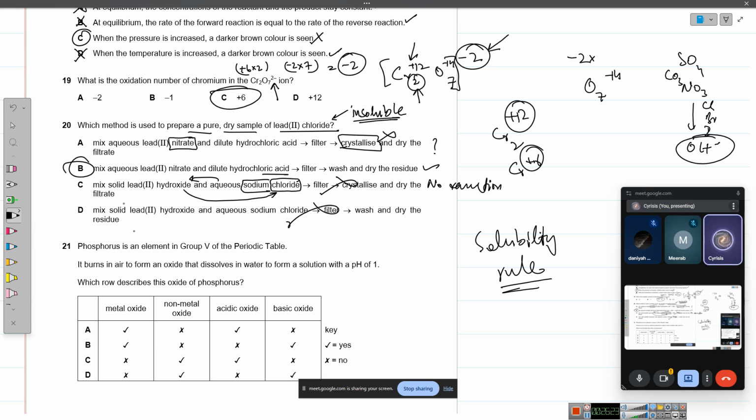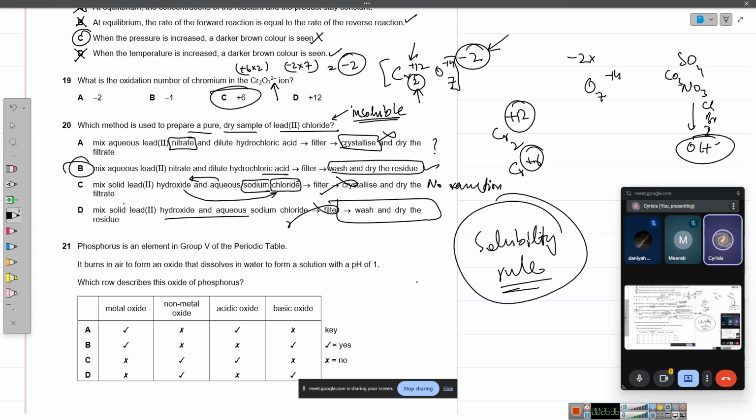So B is our only option, right? Again, this is the same reaction, so we don't need to see about the other stuff. First, the reaction is not possible, right? Here, wash and dry the residue because it is insoluble, right? Again, the solubility chart is given in your book, as well as I've said to you. Memorizing this will help you crack this kind of a question, right?